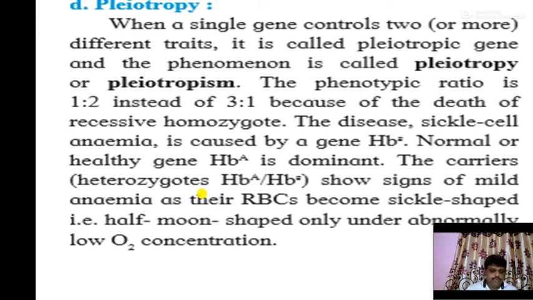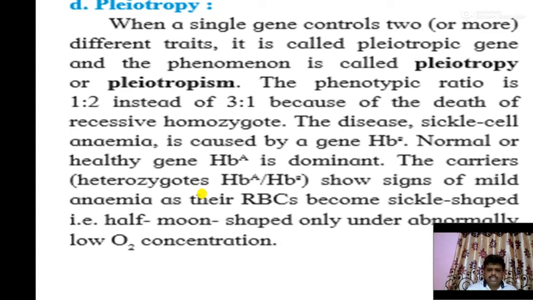So let us see what is pleiotropy. When a single gene controls two or more different traits, it is called pleiotropy, and the phenomenon is known as pleiotropism. And the ratio is 2 as to 1 instead of 3 as to 1. Now just see the pleiotropism. The classical example of pleiotropism or pleiotropy is sickle cell anemia in the human being, and the gene responsible for this is HBS. The gene responsible for sickle cell anemia is HBS, and the healthy gene is HBA.